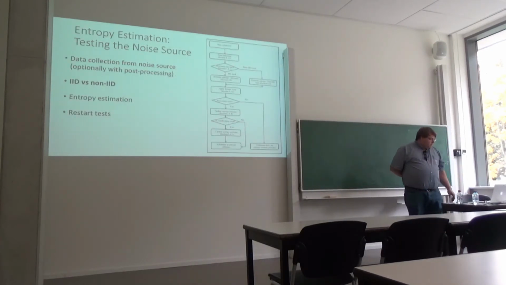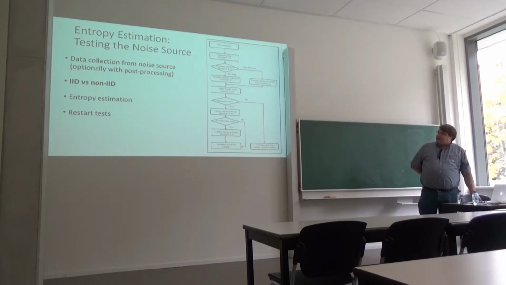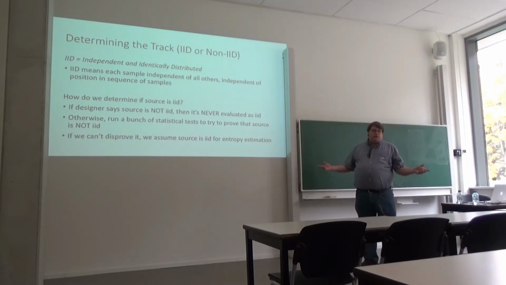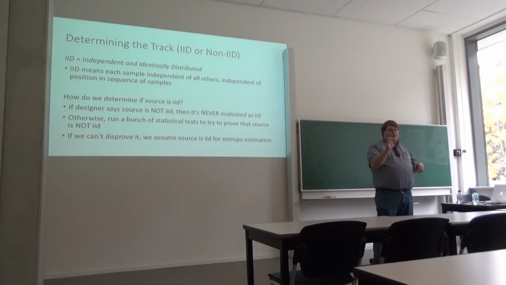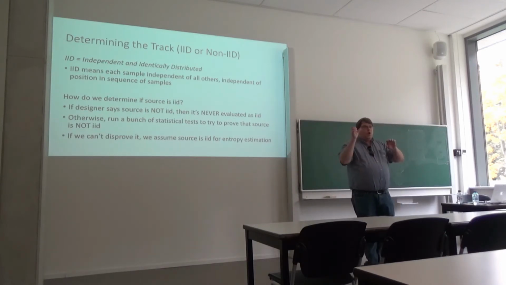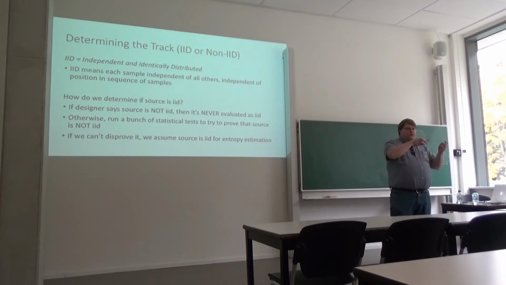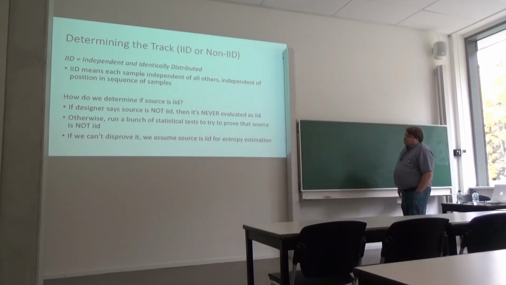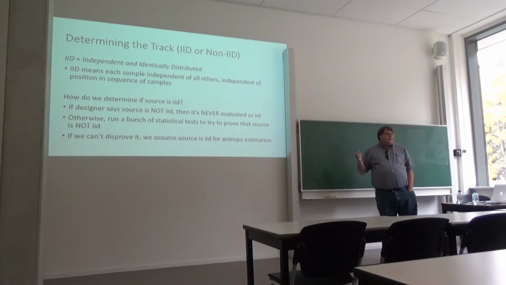So the next step is figuring out IID versus non-IID. So first of all, what does IID mean? Independent identically distributed. All it really means is I've got a sequence of samples and I can think of each one as an independent experiment. I don't need to think about where they are in the sequence or their relation to other things. So I don't think there's a correlation between one bit and the next. I don't think that there's a time series thing going on. Great. And if you have an IID source, or an IID distribution, it actually makes your life a lot easier trying to analyze it. So how do we determine if a source is IID?